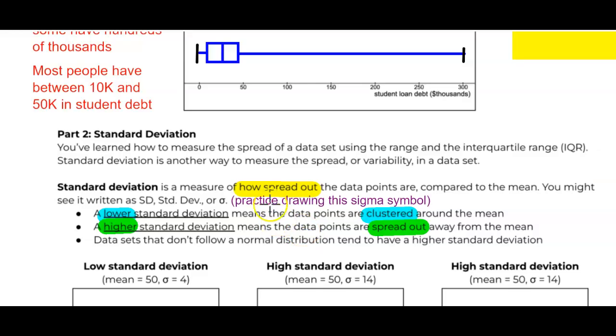Okay, so we've learned how to measure the spread of data using range and IQR. Standard deviation is another way we can do that. And what that measures is how spread out the data is compared to the mean. So you'll see this in many different ways. You'll see it written as SD, as STD DEV, for abbreviating standard deviation, or there's this symbol called sigma. And you should practice drawing this because it's not that easy to draw at first. It kind of looks simple, but it's really not.